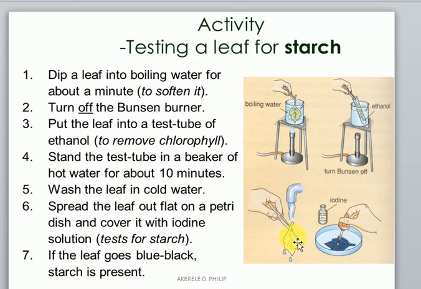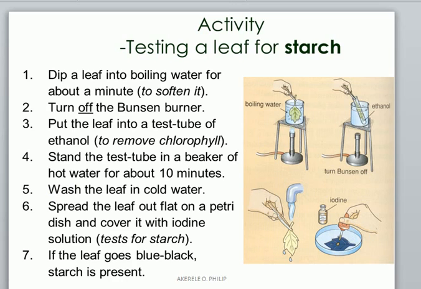After we are done doing that, we will rinse it out. Then we will take that leaf and put it in a petri dish or on a glass slide, as the case may be. Then put drops of iodine on it. If starch is present, the leaf turns blue-black. Alright, so that tells us that photosynthesis has taken place.